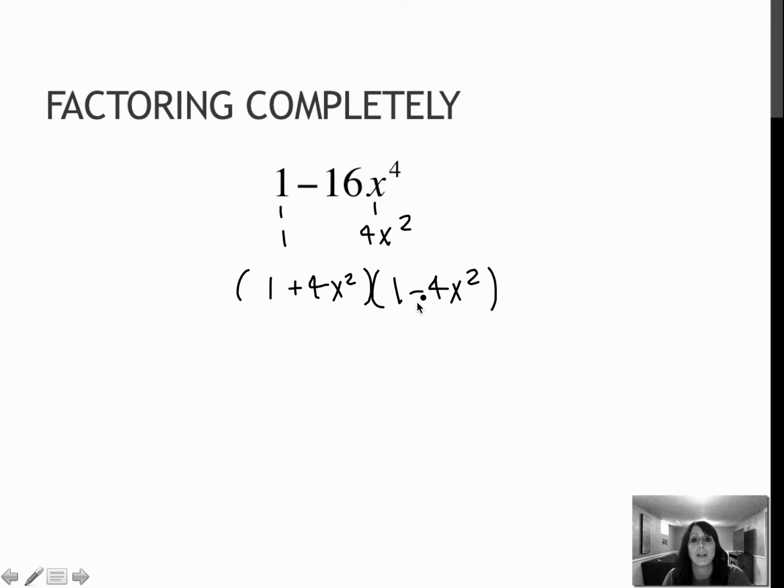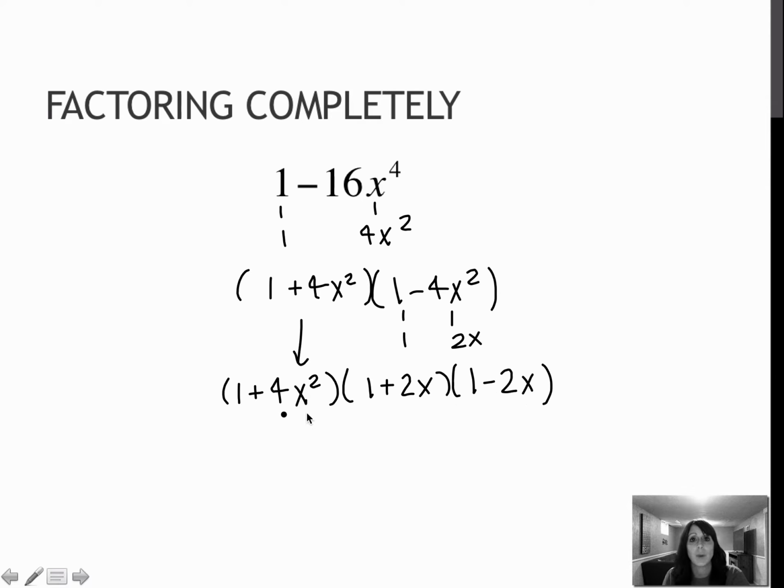However, on my second binomial, 1 is a perfect square with a square root of 1, and 4x squared is a perfect square with the square root of 2x, and they're being subtracted. So I get to use difference of squares pattern twice. Notice my first binomial just comes straight down. I didn't do anything to it, but this binomial breaks into 1 plus 2x and 1 minus 2x.